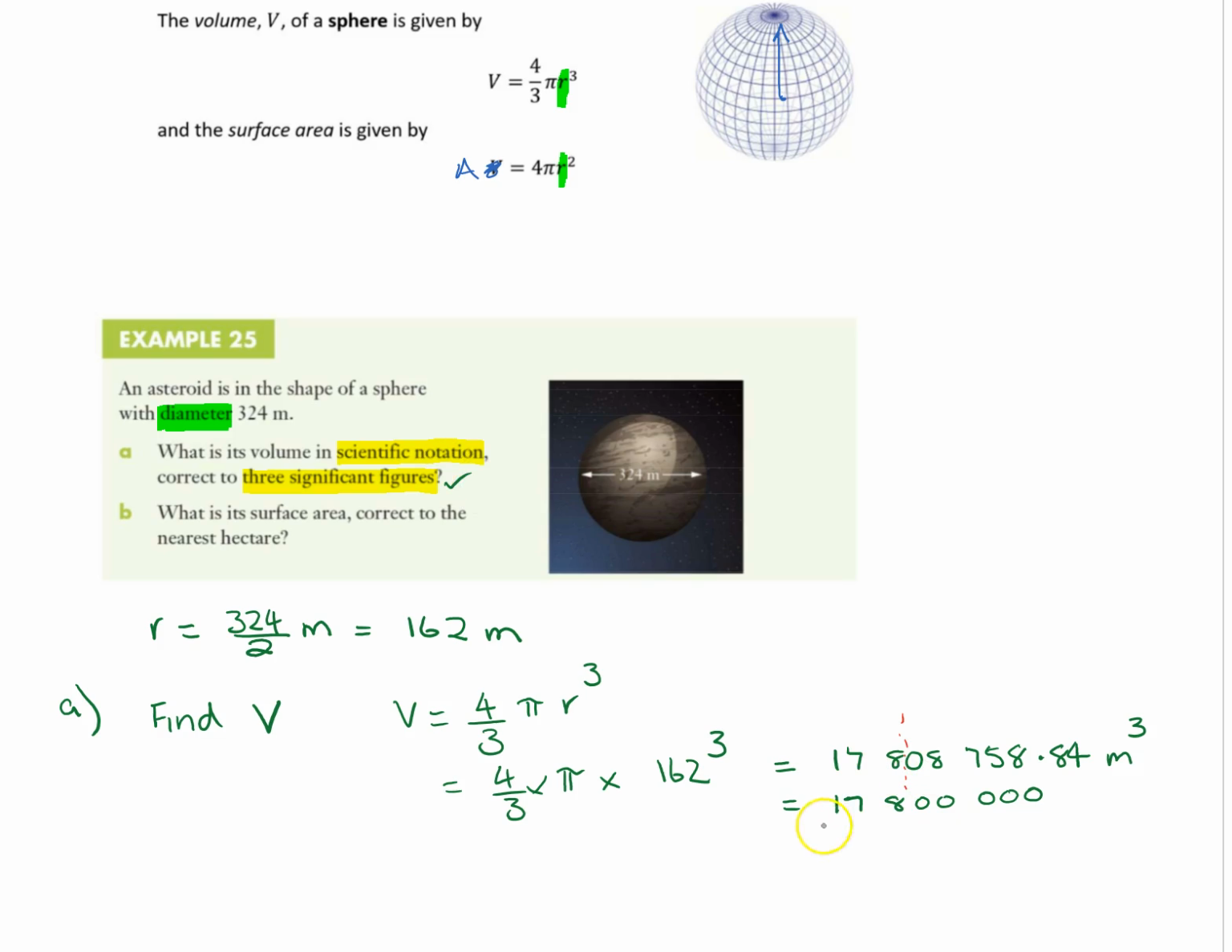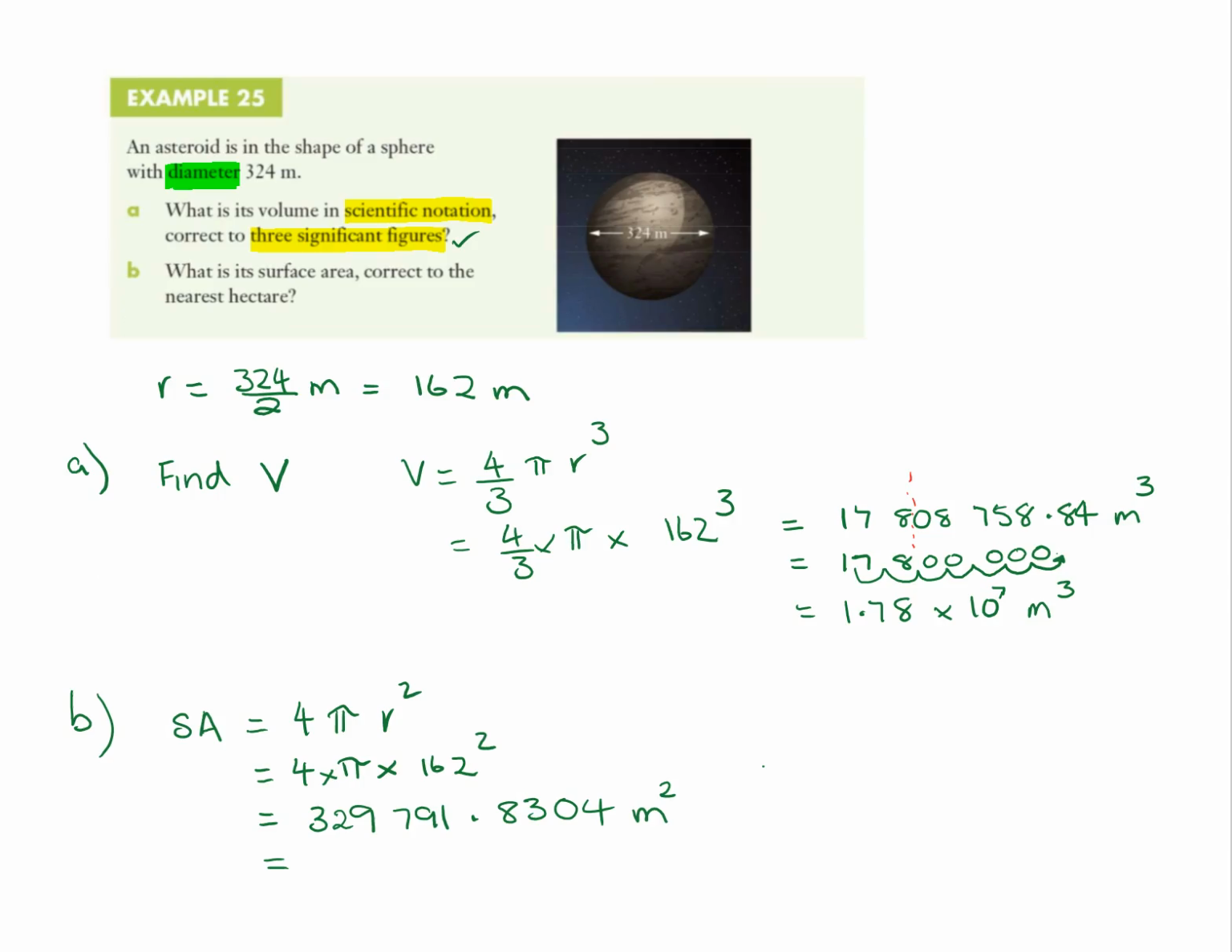Done. In scientific notation, I've got to write it as a number between 1 and 10 and multiply by the number of places that I now need to move that decimal point. So I put it in here and it needs to be on the end. I need to move it 1, 2, 3, 4, 5, 6, 7 places. And what did we measure in? Meters cubed. Part B wants us now to find the surface area correct to the nearest hectare.